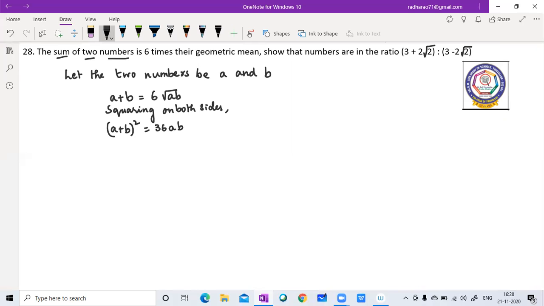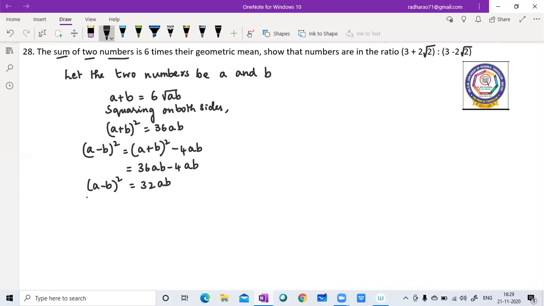Now I have a plus b, and I want to get a minus b. So there is an identity: a minus b the whole squared is equal to a plus b the whole squared minus 4ab. In the place of a plus b the whole squared, I'm going to substitute 36ab. So 36ab minus 4ab is equal to 32ab. So a minus b the whole squared is equal to 32ab.